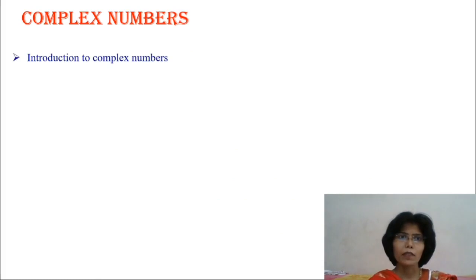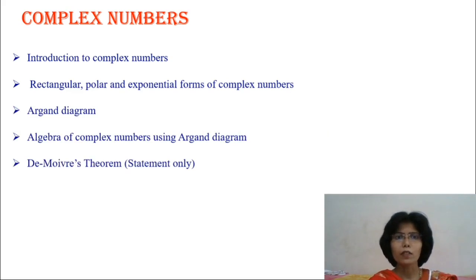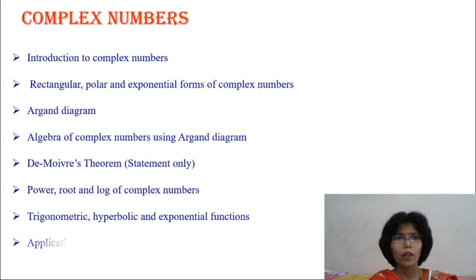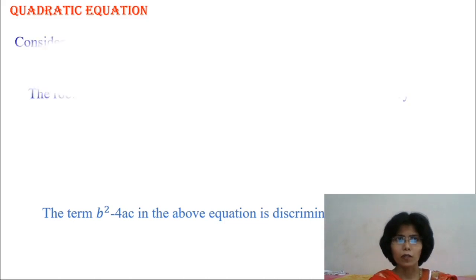Friends, the first chapter is Complex Number, which includes Introduction to Complex Numbers, Rectangular, Polar and Exponential Forms of Complex Number, Argand Diagram, Algebra of Complex Numbers using Argand Diagram, De Moivre's Theorem, Power, Root and Log of Complex Numbers, Trigonometric, Hyperbolic and Exponential Functions, and at last, applications of complex numbers to determine velocity and acceleration in curved motion.